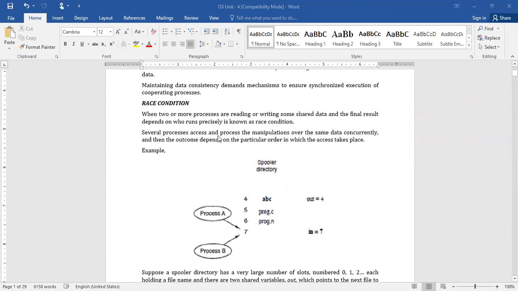Several processes access and manipulate the same data concurrently, and then the outcome depends upon the particular order in which the access takes place. అంతే కదా? ఇక్కడ ఏ ఆర్డర్‌లో ఎవరైతే లాస్ట్ యాక్సెస్ చేశారో వాళ్ళ ఫైల్ ప్రింట్ అయింది, ఫస్ట్ యాక్సెస్ చేసిన వాళ్ళ ఫైల్ ప్రింట్ అవ్వాలా. అంటే ఇక్కడ ఫైనల్ రిజల్ట్ దేని మీద ఆధారపడి ఉంది? ఆర్డర్ ఆఫ్ ఎగ్జిక్యూషన్ మీద డిపెండ్ అయి ఉంది.